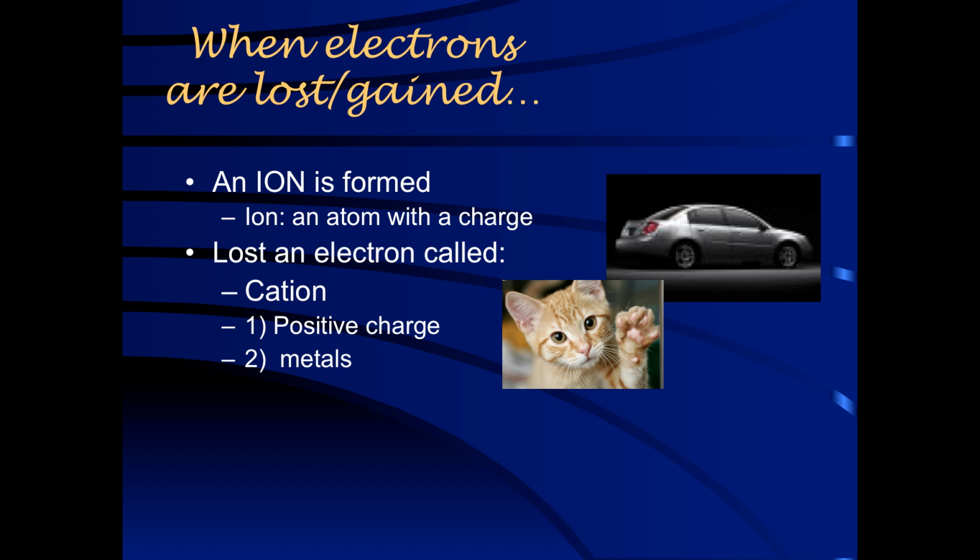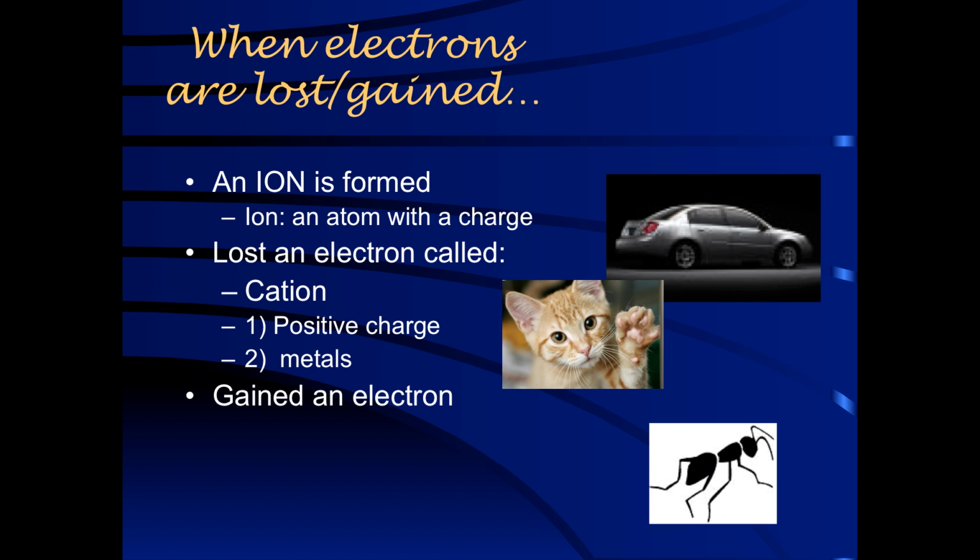And it's generally the metals on the periodic table that do this. Because of where they're located, it's easier for them to go backwards to be like the noble gases and lose electrons than go forward and gain electrons. So cations have a positive charge because they got rid of a negative electron.